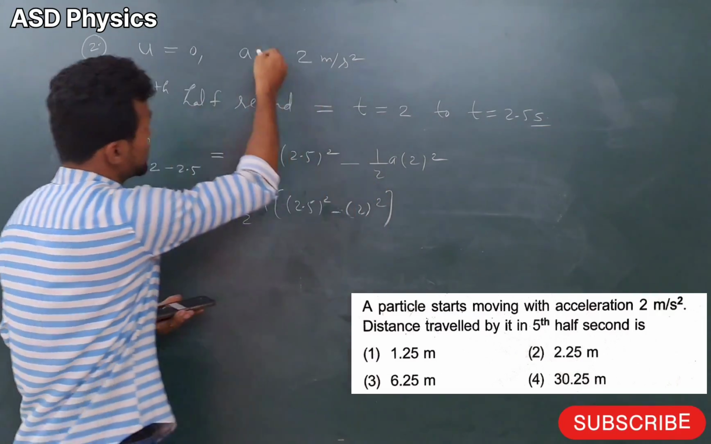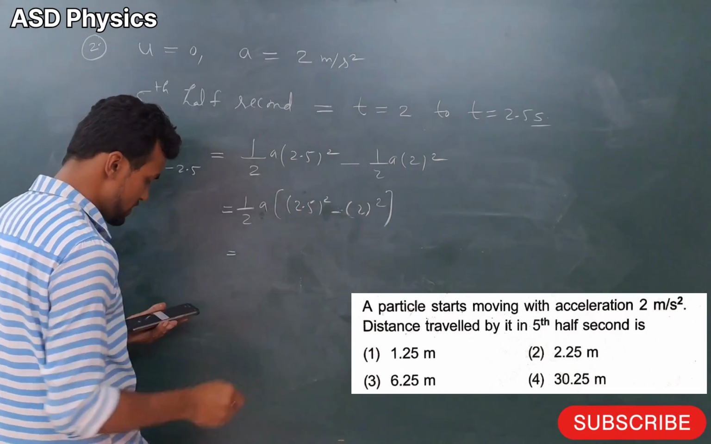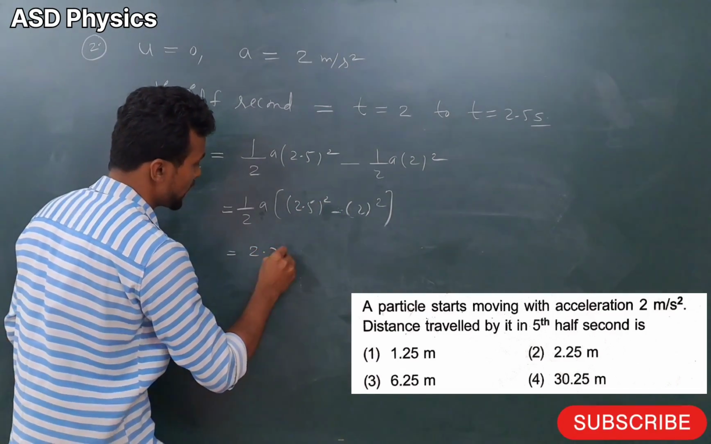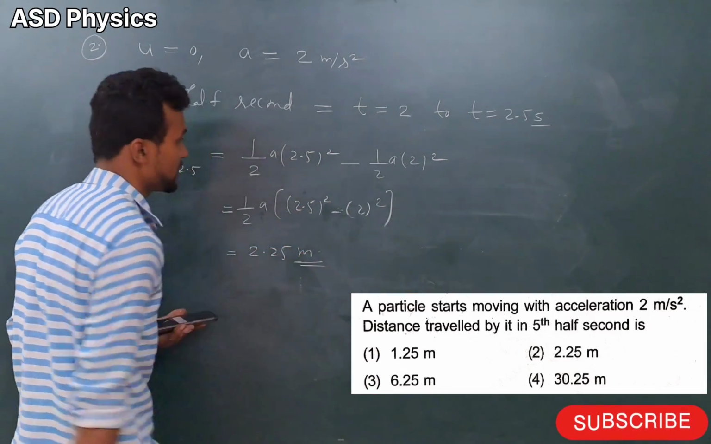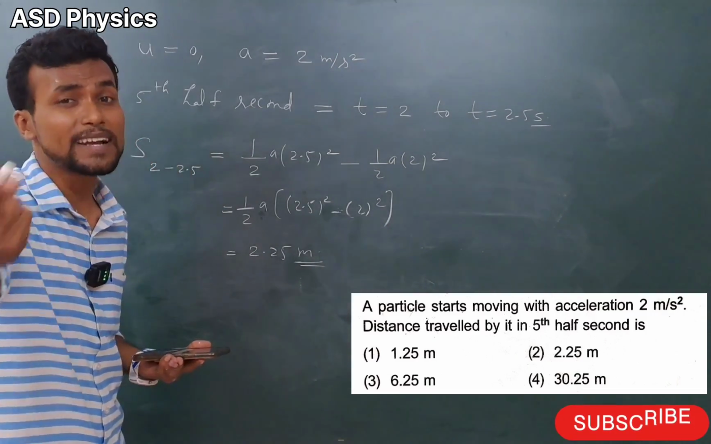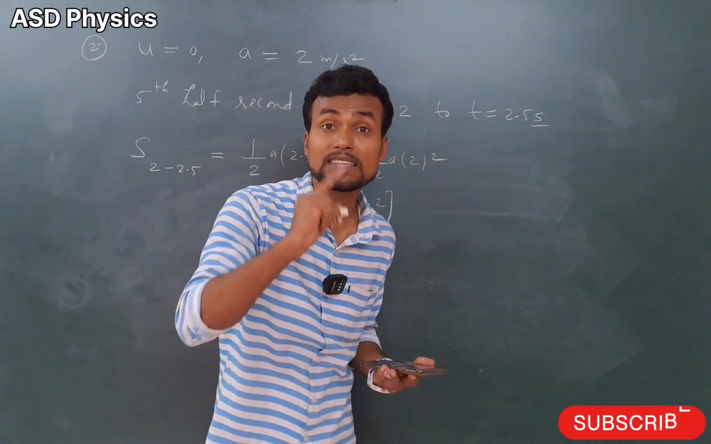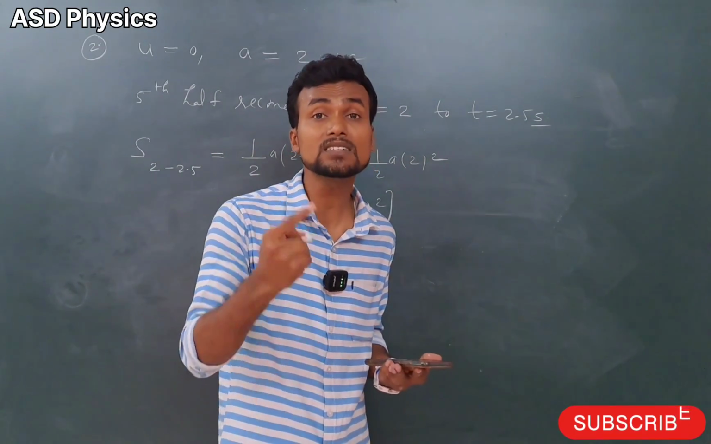So my dear students, when you put a equal to 2, the 2 will cancel out here. So when you solve this, the answer will come 2.25 meter. Okay, one more thing. Let's take, for example, other kinds of questions. If they say the 7th half second, then what will happen? Guess. 7th half means 7/2, which means 3.5.